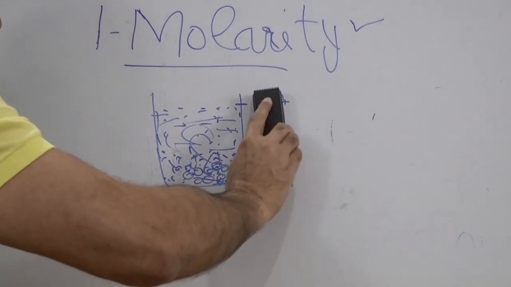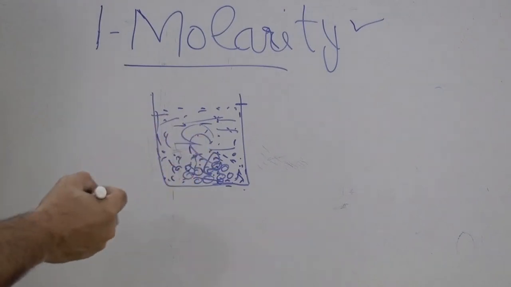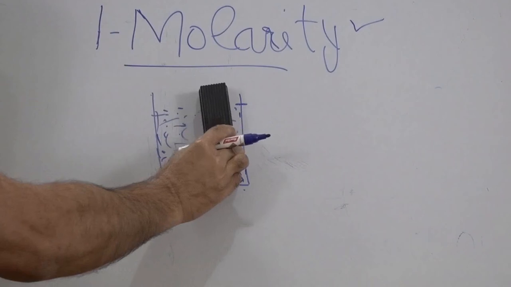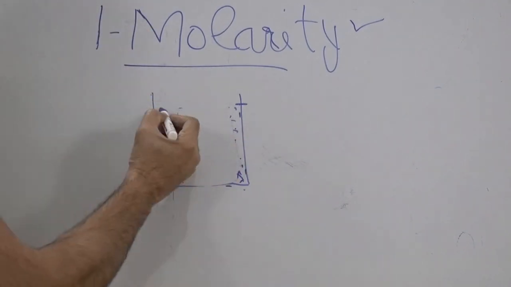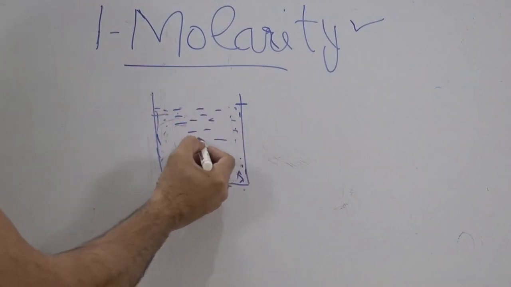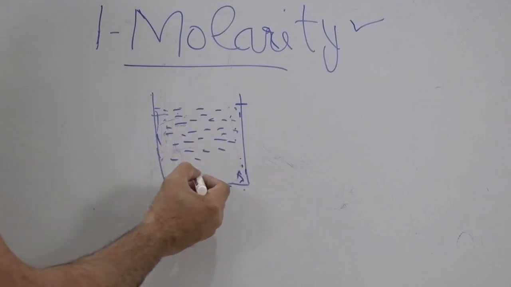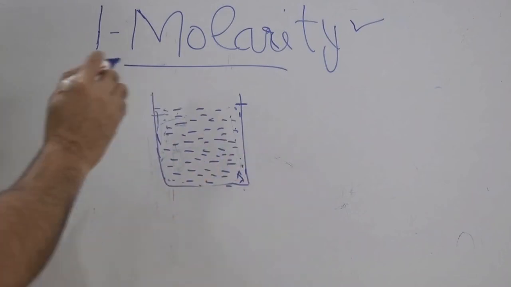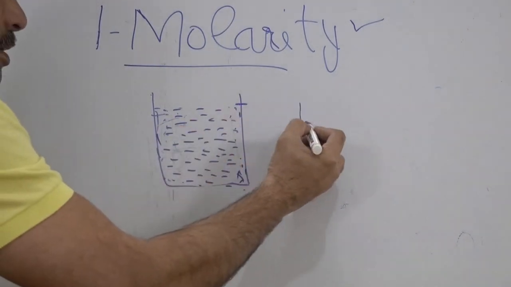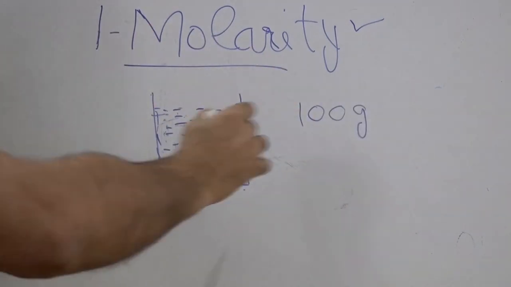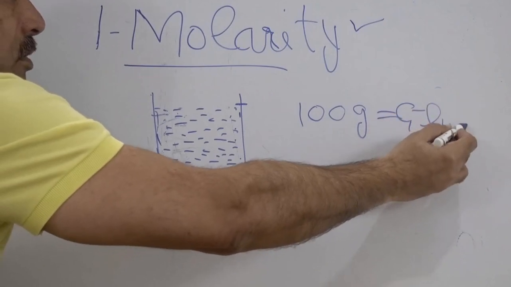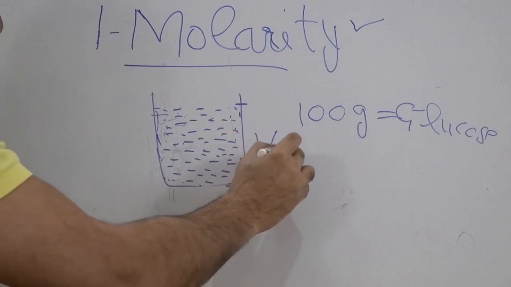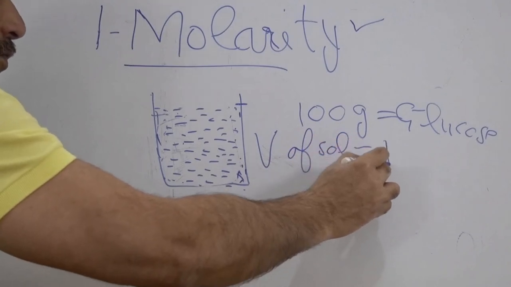Let us understand it with an example. Suppose now we prepared a solution and this solution is 1 liter. And in this 1 liter, the amount of glucose is 100 gram. This is 1 liter solution. We know the volume of solution. It's how much? 1 liter.